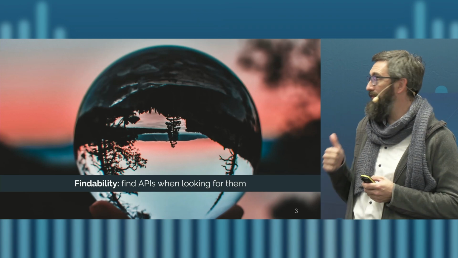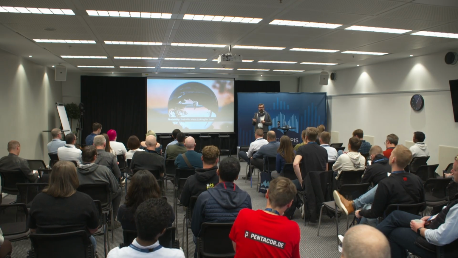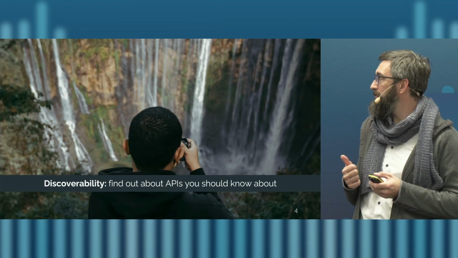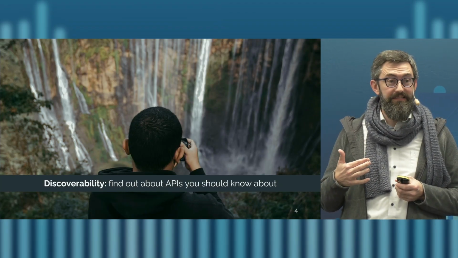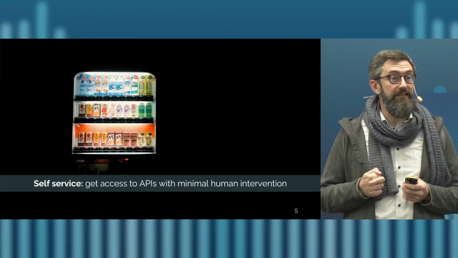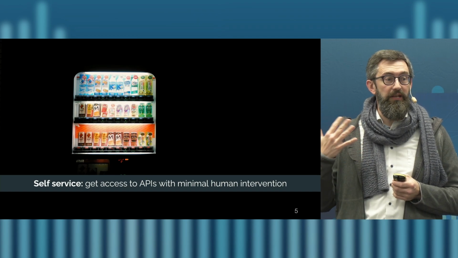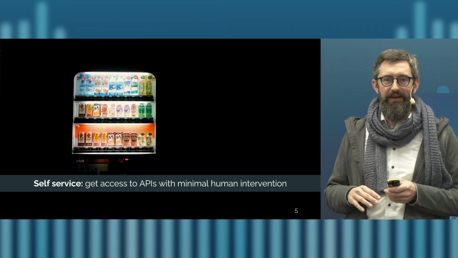So first one is findability, the ability to find the APIs that you're looking for, kind of obvious one. 2 is discoverability, the ability to find APIs that you are not looking for, but that are actually relevant to you. 3, self-service, the ability to get access to an API without having to interact with too many people, or as little interaction as possible.